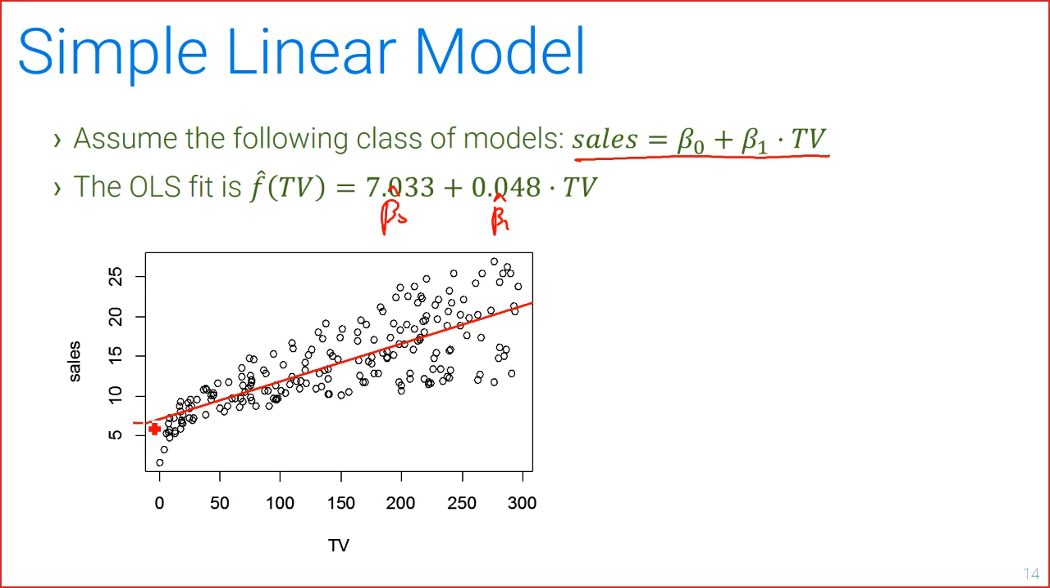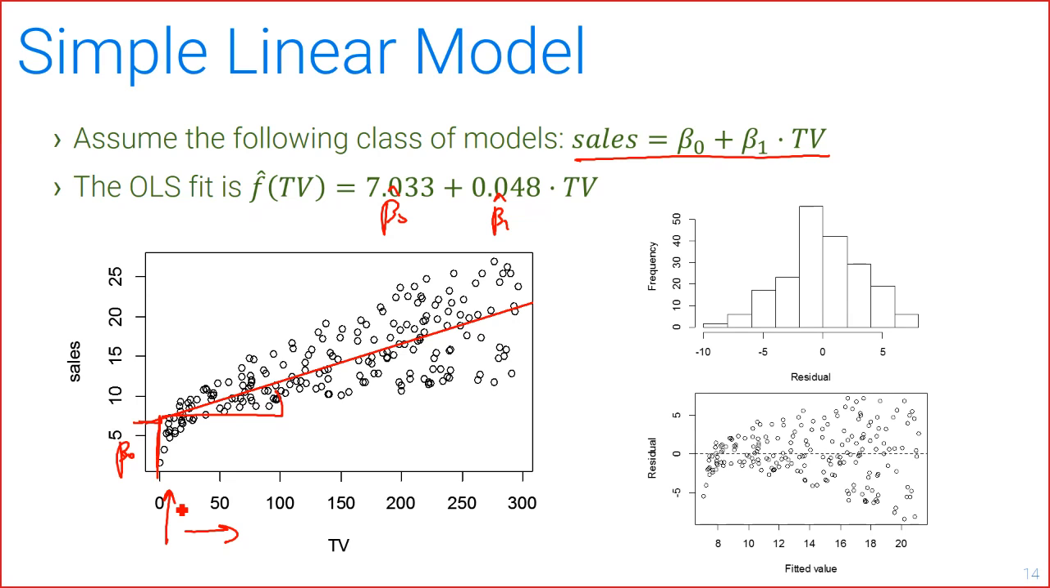So you see, this is again beta 0. This is the point at which the line crosses x equal 0. And then we have a slope of 0.048. That means for a unit increase in TV, the sales go up by 0.048.